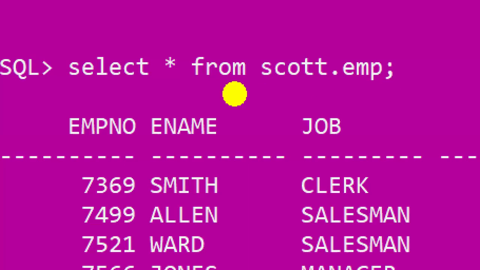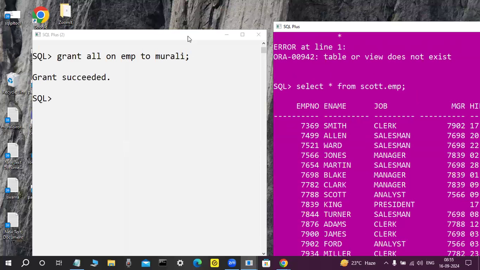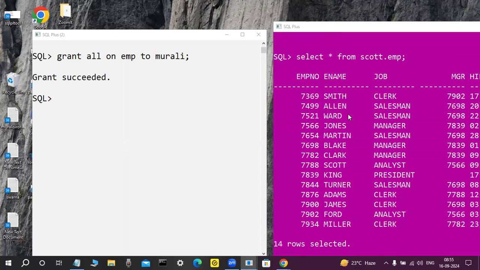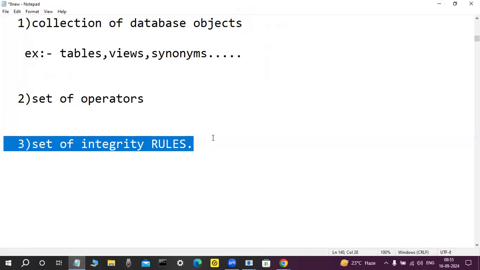Here, observe it here. Update scott dot emp, delete from scott dot emp. Like this only we are using. That's why always, whenever we are working in relational data model products, rules are most powerful. Okay, understood?